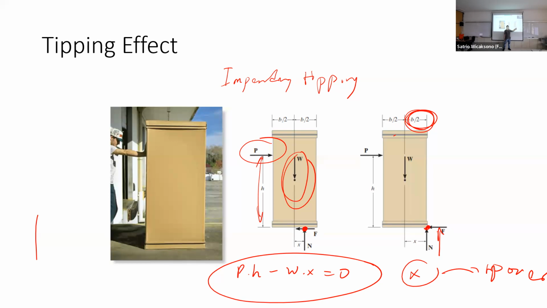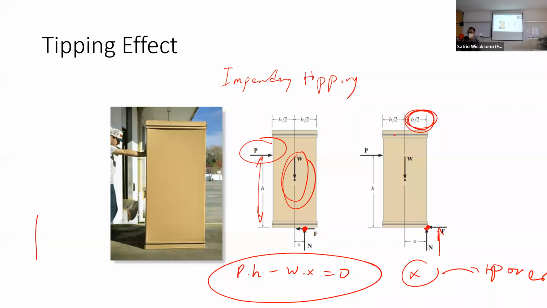This is the condition of impending tipping. So later, if somebody asks you, what is the maximum pushing force for certain H like that? Or what is the maximum H for certain P like that? To ensure that it does not tip over, this is the thing that you have to check. That's the case of impending tipping.